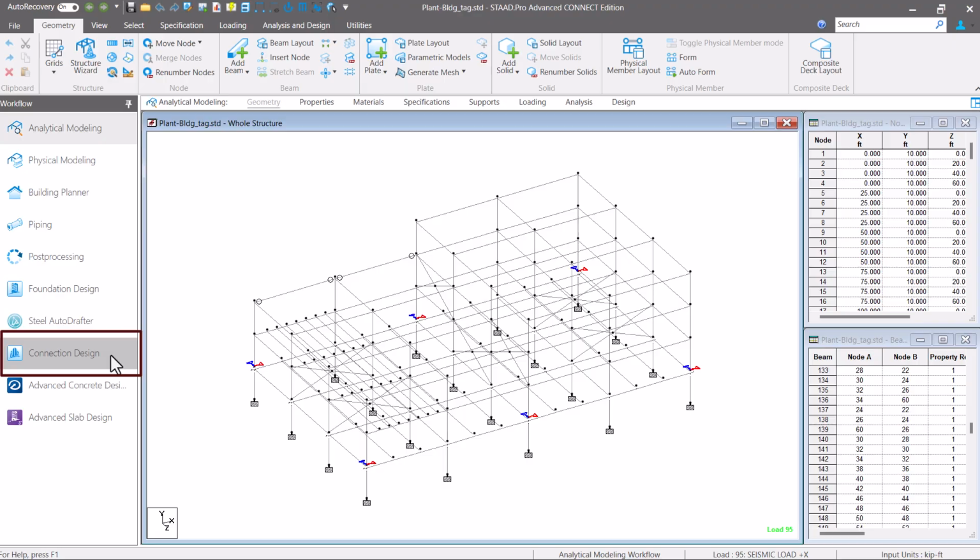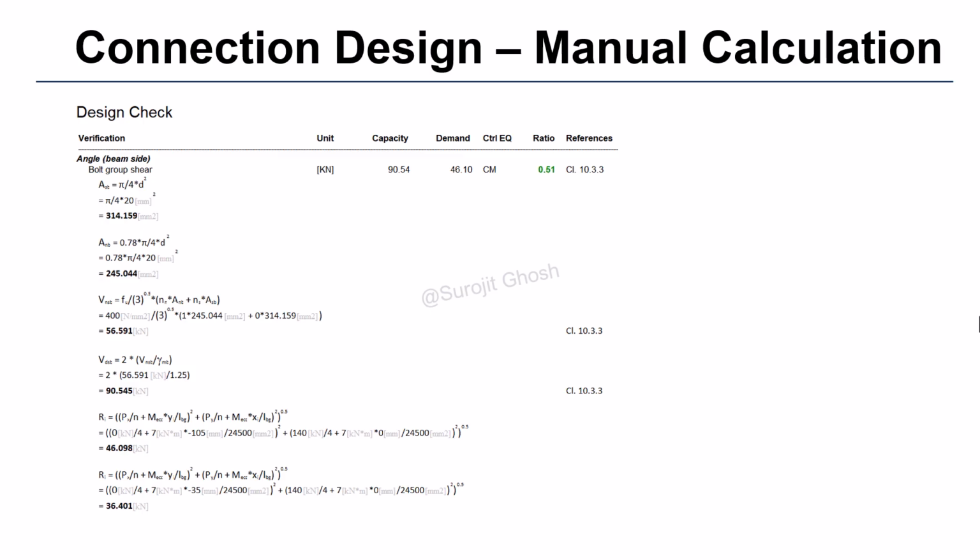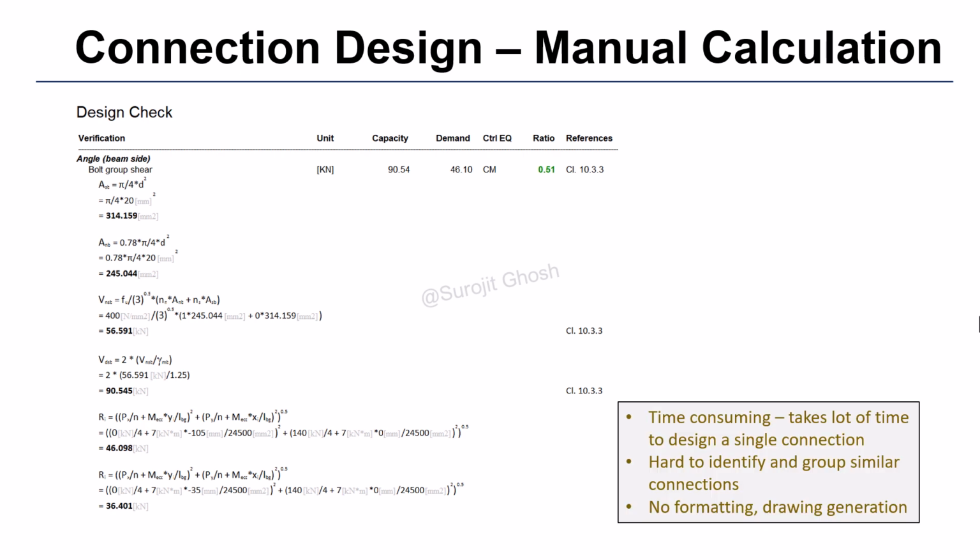I'll cover this later. First method of design is the manual approach. We can calculate the connection capacity based on the empirical equations and compare those against the actual member end forces. This will give an idea whether the assumed connection, plate thickness or number of bolts are sufficient for that joint or not.